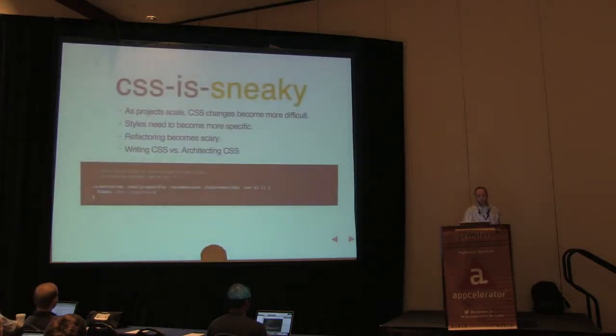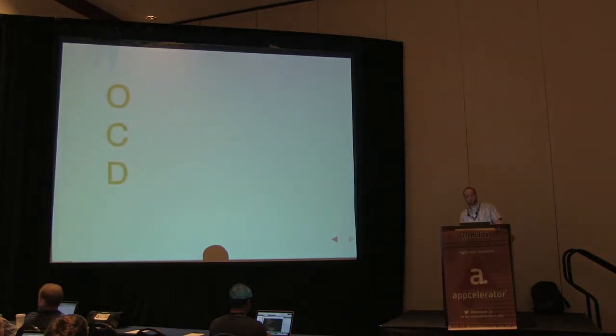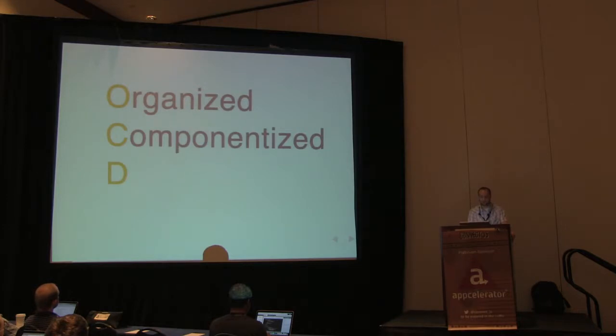So I want to move away from this pattern of writing CSS and move towards architecting CSS. And in order to architect CSS, we're going to need to become a little bit OCD. And by OCD, I do mean crazy. But I also mean that we need to be organized, we need to be componentized, and we need to be decoupled. So we need to have an organization system in place, right?